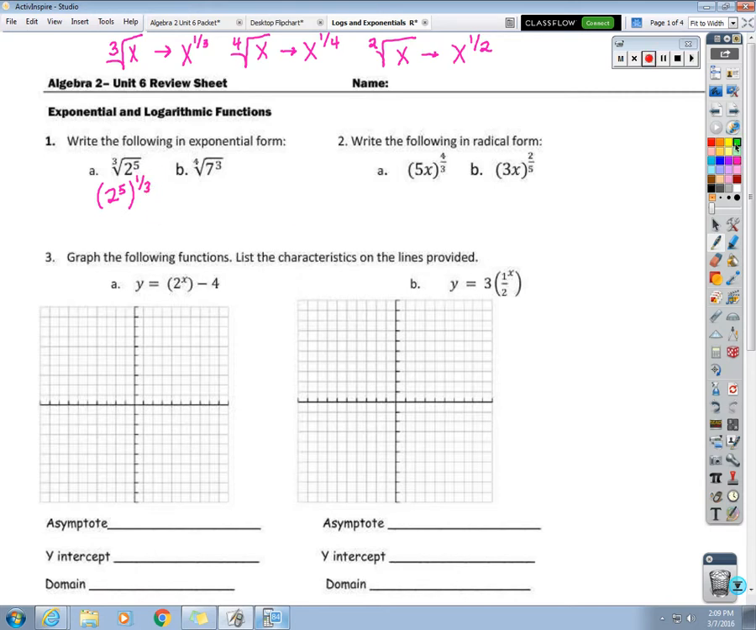Now we have a power raised to another power. What do we do with those two exponents? Well, we multiply them, okay? And so 5 times 1/3 is 5/3. So you end up with 2 raised to the 5/3. Okay, so I'm going to give you like 10 seconds to try B.